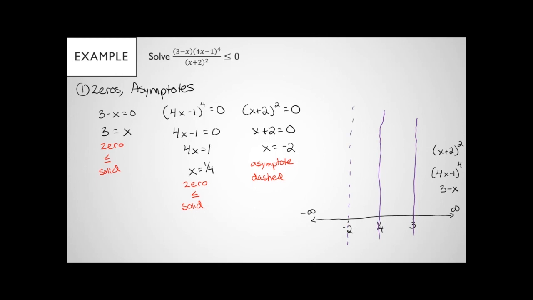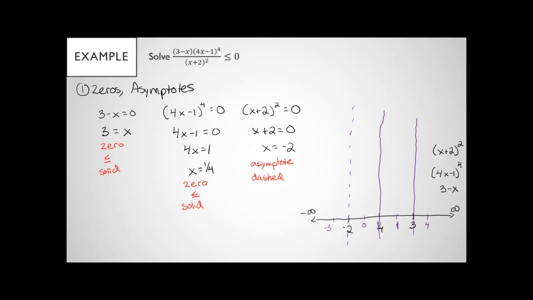And so I need to pick numbers in each section. A number I can use less than -2 is, say, -3. I have to pick a number between -2 and 1/4, so 0's between there. Between 1/4 and 3, I could use 1, and then bigger than 3, I can use 4. So those are the numbers I'm going to plug in to the factors that I've written, using the exponents and all that.